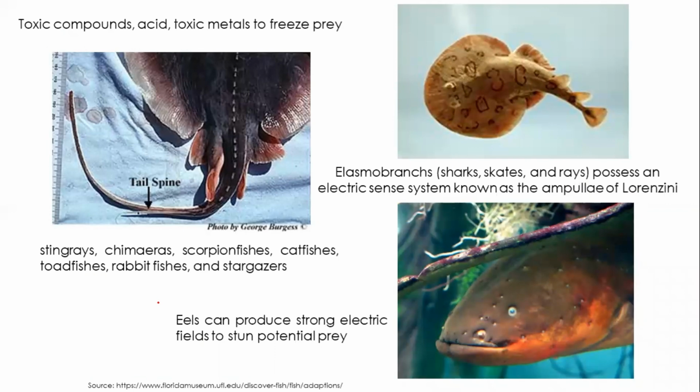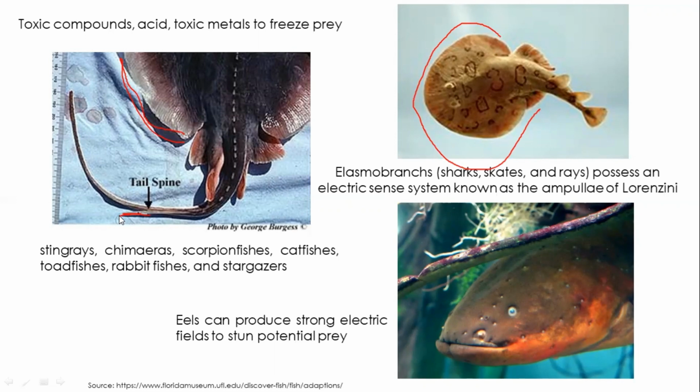Again, some of the organisms have developed toxic compounds, or have developed the kind of chemicals that help them, and of course with the structural modification as well, which helps them to freeze the prey. For example, you can see this is a ray. So this ray looks something like how this electric ray looks, right? But bigger. And then they have a spine in the tail, and these spines are poisonous.